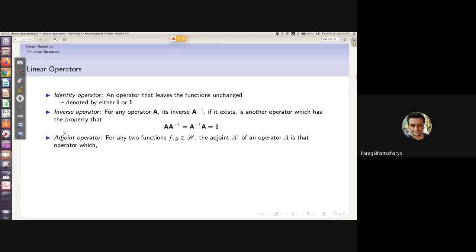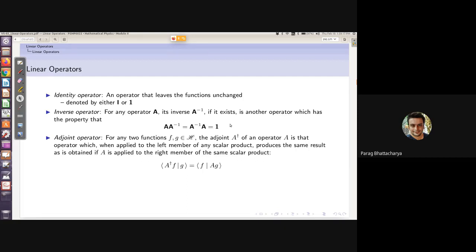Then there's something called an adjoint operator. Suppose I have two functions f and g which belong to a Hilbert space, then an operator A will have something called an adjoint. This is how you define the adjoint operator. When you apply that operator to the left member of the scalar product, it will be the same as applying the original operator on the right member of the same scalar product. So this is the meaning of the adjoint.